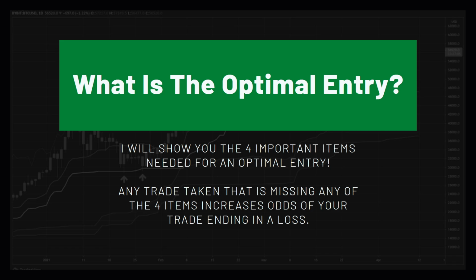And it's basically the most conservative way that I can think of using Ichimoku. It consists of 4 important items that are needed. You can treat it like a checklist, basically. Any trade that's taken that's missing any of these 4 items will increase the odds of your trade ending in a loss. Basically, this is the most conservative way, again, that you can look to trade.